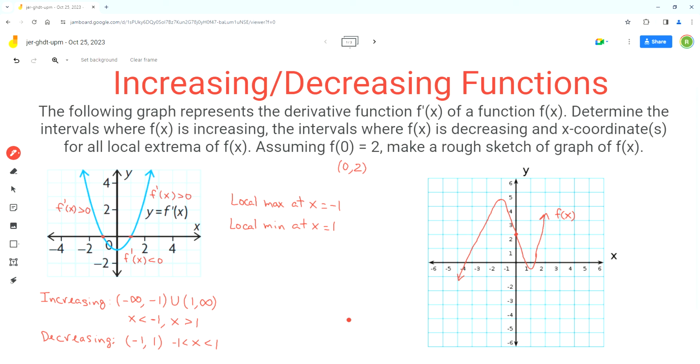So these are the steps you have to keep in mind to solve a problem like this one. It's very important to analyze the graph of f prime of x very carefully in order to identify the key features of the graph of f of x and then sketch it.